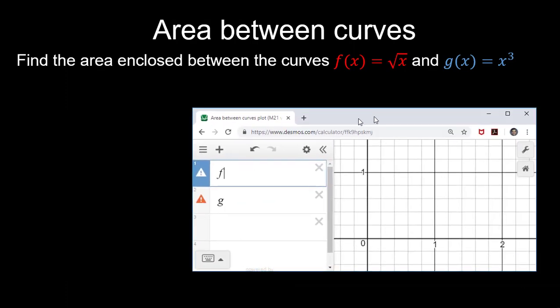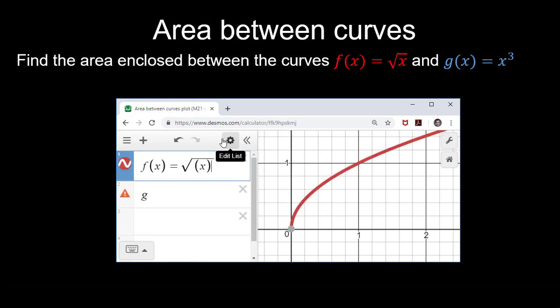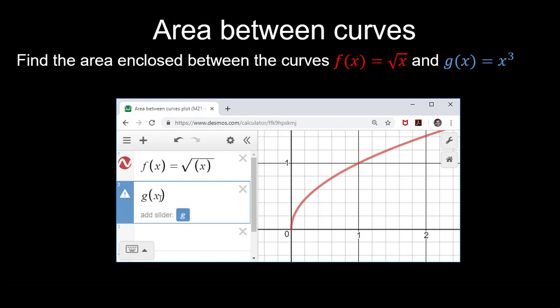So let's go ahead and bring Desmos in to do that. And first we're going to go ahead and define f of x is equal to square root of x. And we'll define g of x is equal to x cubed. We're trying to find the area enclosed between these two curves.